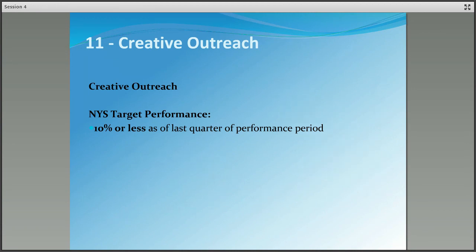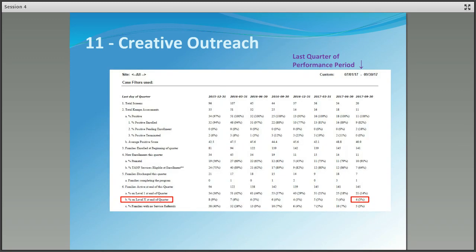The creative outreach target is that no more than 10% of a program's enrollees will be on creative outreach as of the last quarter of the performance period. So in that same 8-quarter report, we look at whether the percentage of families on level X or creative outreach at the end of the last quarter of the performance period, so the last column, is 10% or less. And here it is, so the program meets the target.